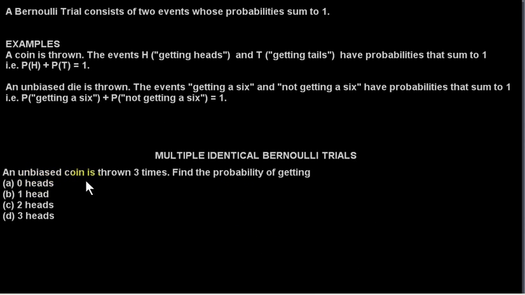Now let's consider an unbiased coin that is thrown 3 times. So each trial or throw is a Bernoulli trial if we consider the events getting heads or getting tails. Those events have probabilities that sum to 1. And the 3 trials or throws are identical. So the probabilities don't change from trial to trial or throw to throw. We are going to make up a probability distribution table for the number of heads that appear in 3 throws of this coin.